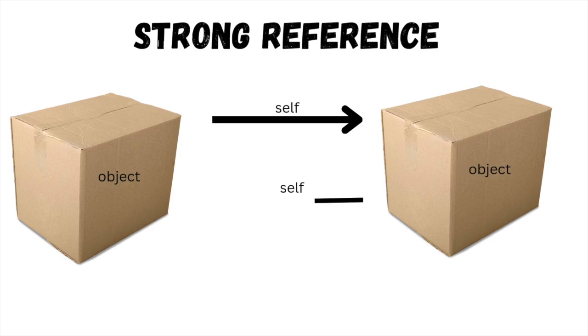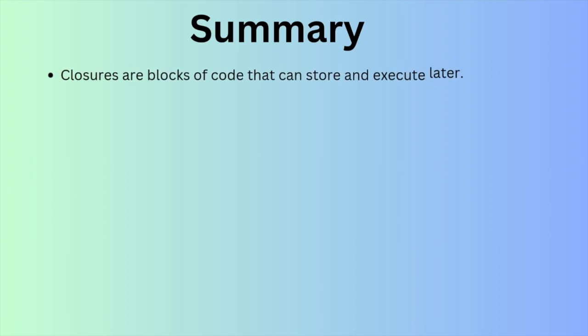If self also holds a strong reference back to the closure, a retain cycle occurs, where both self and the closure are keeping each other in memory, preventing either from being released. In such cases, the instance will remain in memory even after you would expect it to be released, which can lead to memory leaks. To summarize, closures are blocks of code that can be stored and executed later.